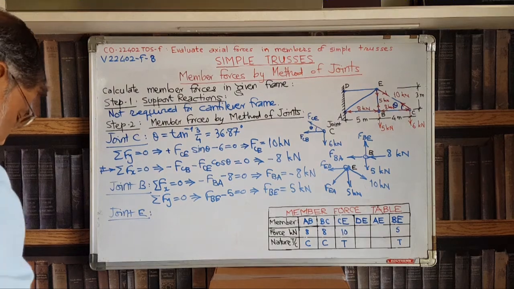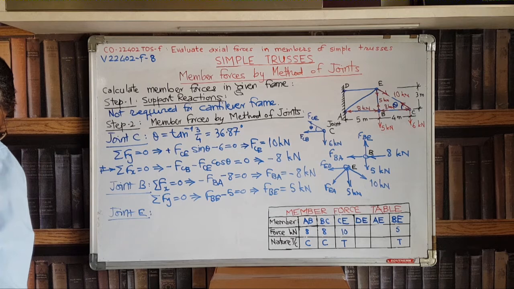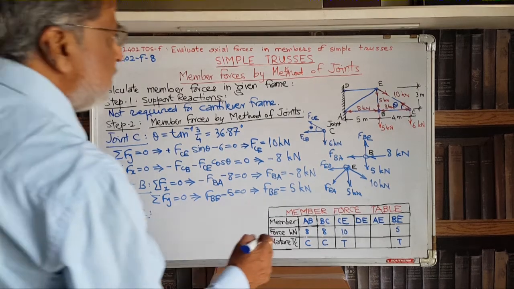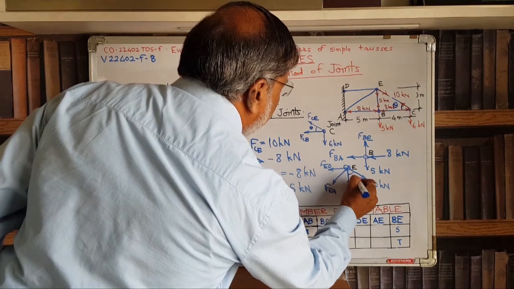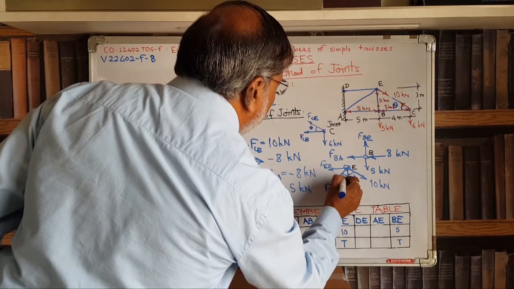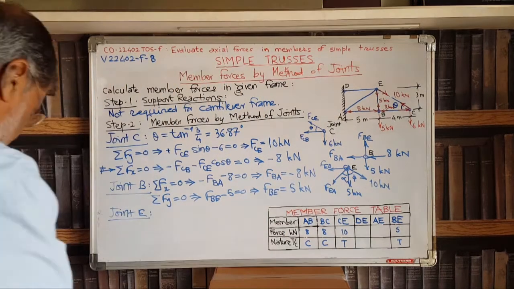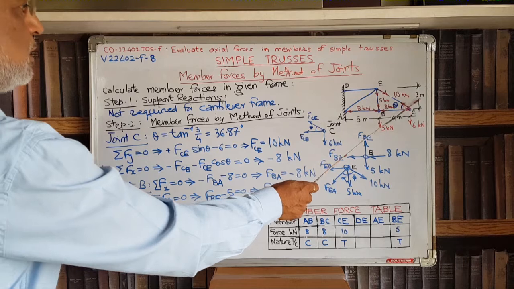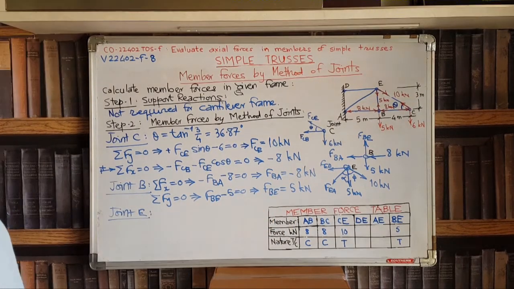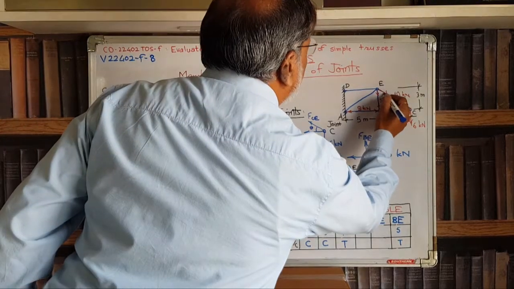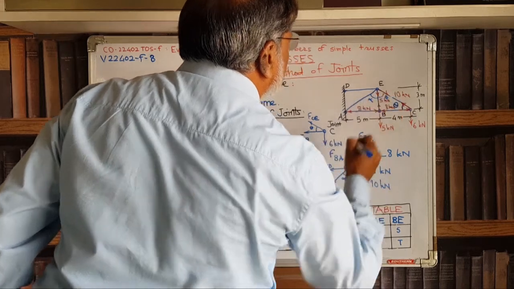Now we will consider the sigma Fx and sigma Fy conditions, but before that we will require two angles. This angle we will require, let us call it phi, and this angle also we will require, let us call this angle alpha. Note that if you look at the geometry, this is 3, this is 4, this is 5. So this angle and this angle are different. They are not the same. So this angle we are calling phi and this angle we are calling alpha.